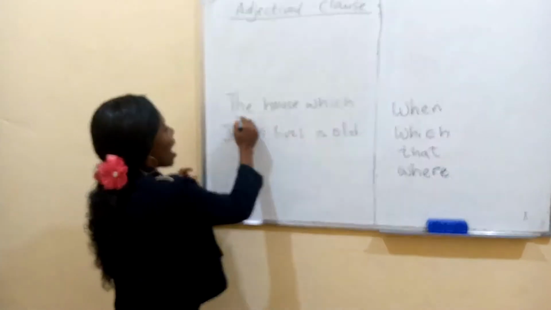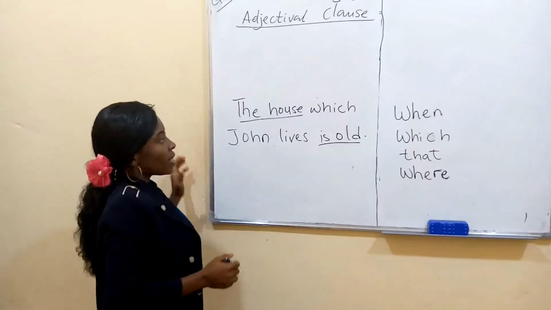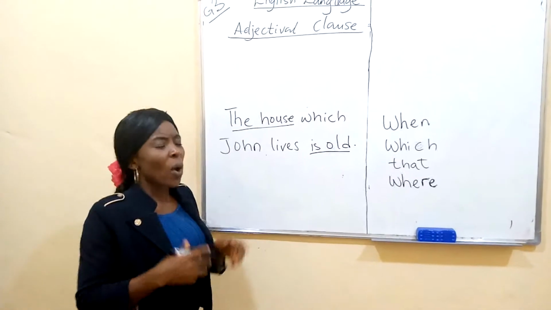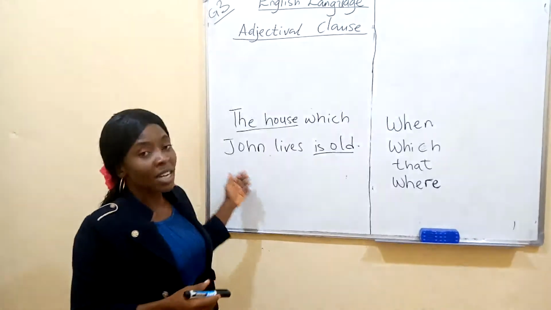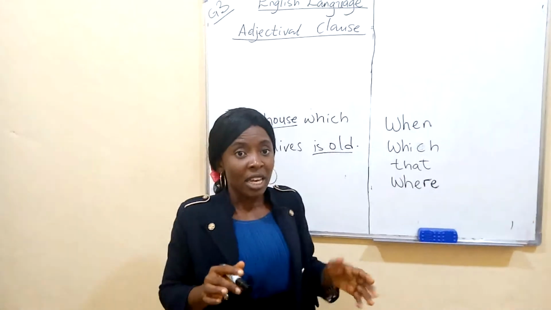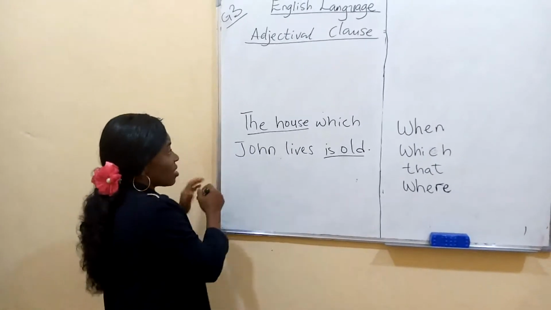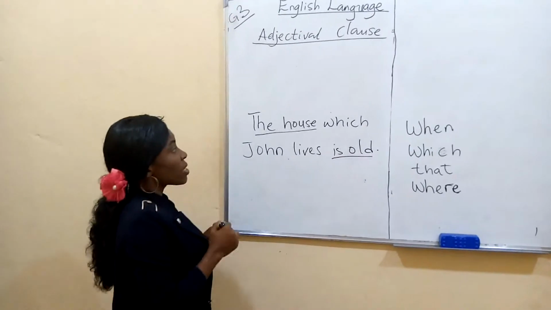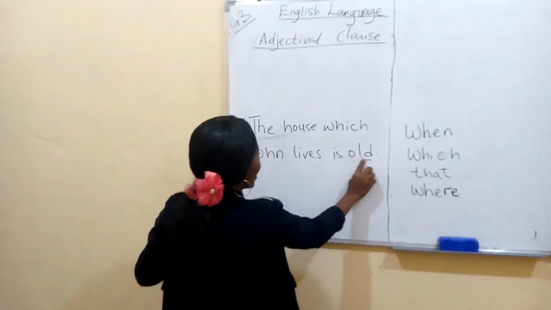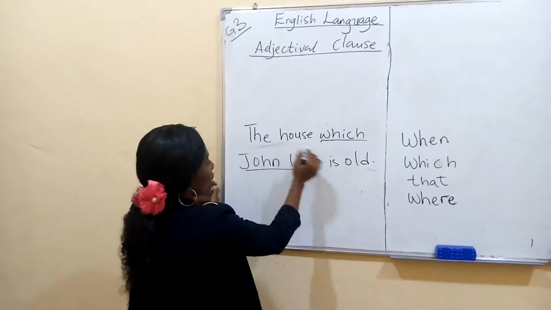We would have just said the house is old. We would have just stopped there. The house is old. But now, which house? Remember I told us that this adjectival clause will help to describe the noun or the pronoun. It gives you more information, just like the work of an adjective. The adjectival clause will also give you more information. We would have just said the house is old, but we say the house which John lives. Now, it therefore means that we can say the house which John lives is old.